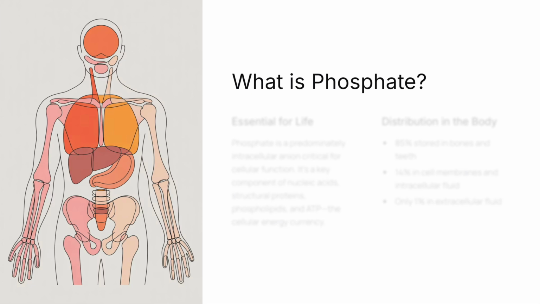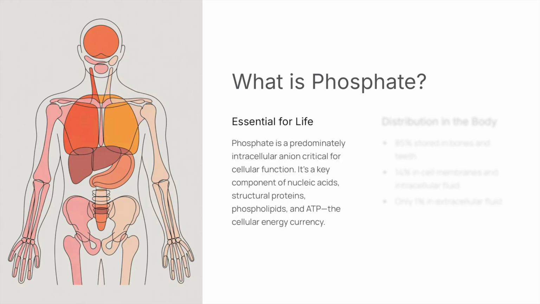So what exactly is phosphate? It is an anion which is present intracellularly and it is critical for our cellular function. You must have heard of ATP, GTP. The P is the phosphate. So that is basically the energy currency of our body. It is a constituent of the nucleic acids, structural proteins, phospholipids, everything.